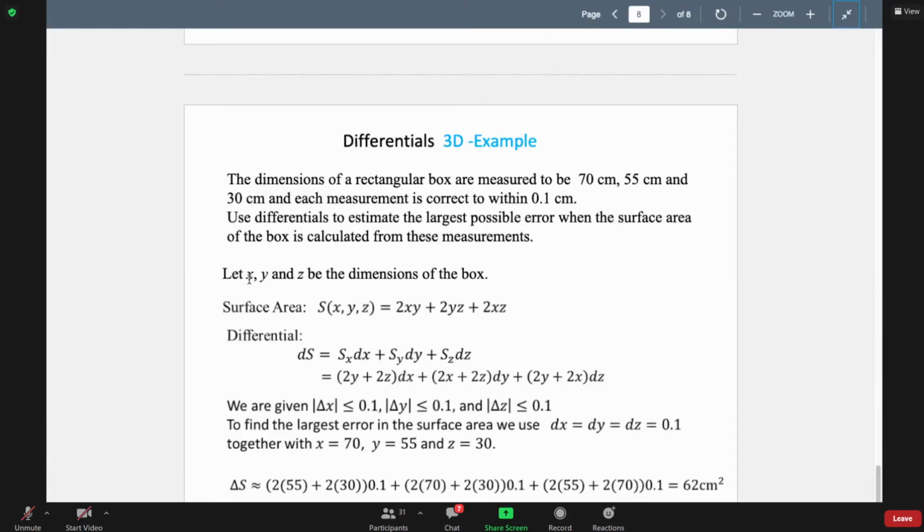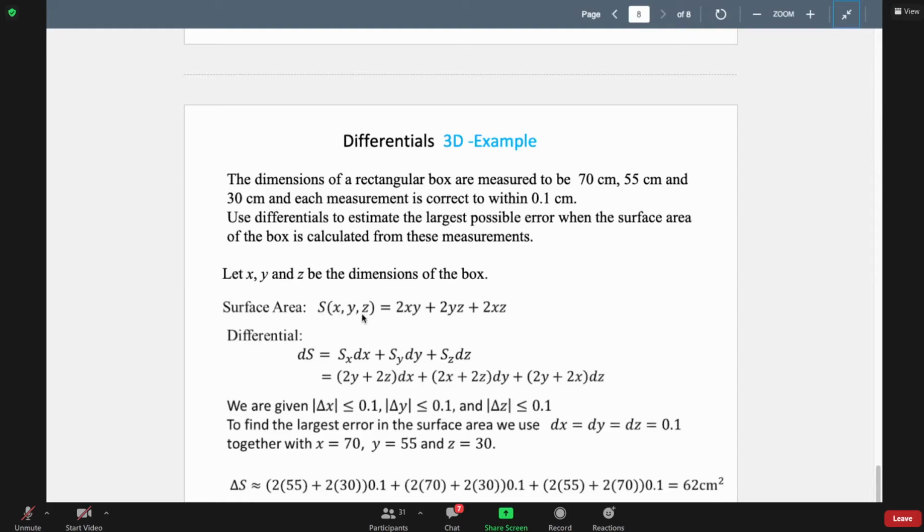To solve it, let's introduce the notation. Let's call x, y, and z, now we see 3 variables, the dimensions of the box. A rectangular box, of course, has 3 dimensions. Let's call those dimensions x, y, and z. And now we would like to play with surface area. Of course, surface area is a function of these dimensions, so surface area depends on x, y, and z.